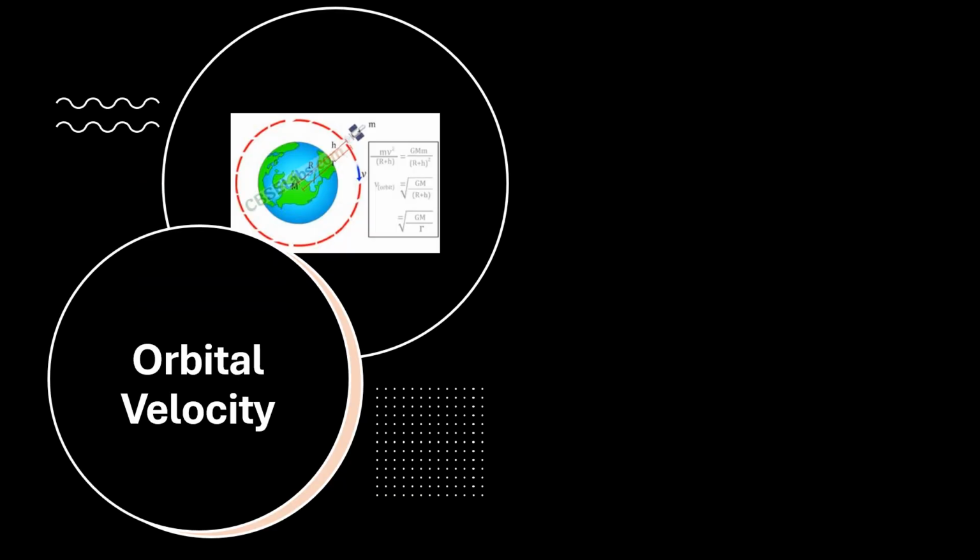Orbital velocity. Orbital velocity of a satellite is the minimum velocity required to put the satellite into a given orbit around the Earth.